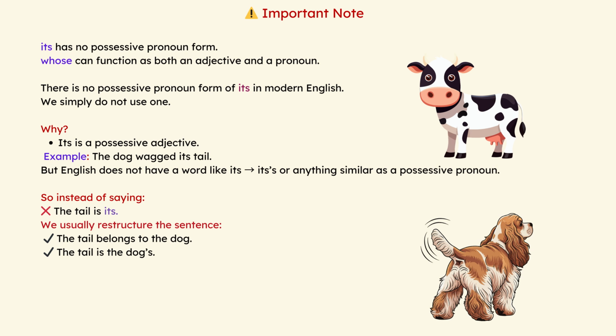For example, the dog wagged its tail. English does not have a word like its or any similar possessive pronoun form, so we do not say, the tail is its. That is inaccurate. Instead, we restructure the sentence. We say the tail belongs to the dog, or the tail is the dog's. This is how English naturally expresses possession in this case.